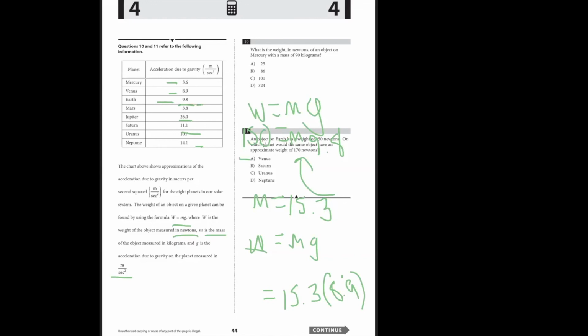The next one I'm going to plug in is Saturn's. And this is one of the many times that I would say guessing and checking is the quickest way, just because it's so easy to type it in your calculator. 15.3 times Saturn, which is 11.1. I think that one might be close. Yes, you get 169.83, which is practically 170. You can stop there. Saturn is your answer, and that's it.